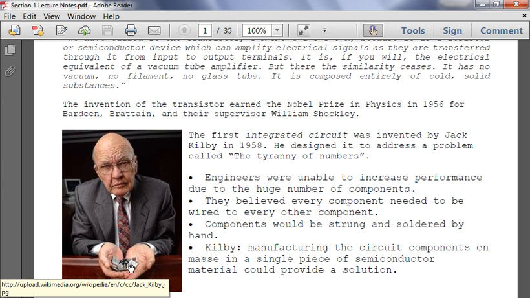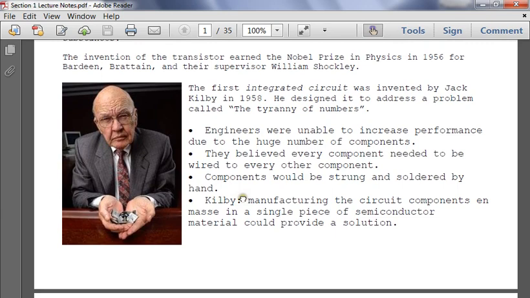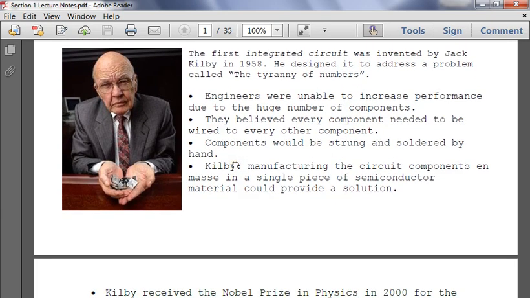That's why these computers that you see from the 50s and 60s were these huge machines that filled up entire rooms, because they felt they had to connect all of them. So what he did is he actually just manufactured the circuit en masse on one piece of silicon semiconductor. And that allowed them to actually just have the circuit flow logically.